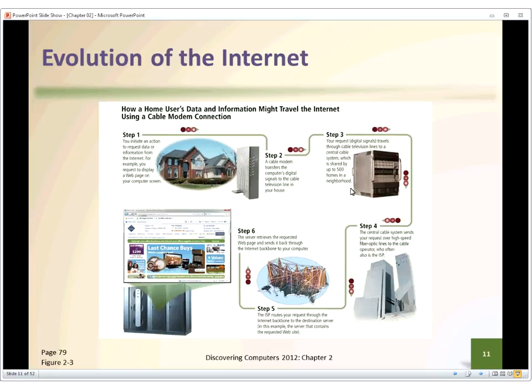By the way, the more homes that are sharing that connection affects the performance. So the more subscribers you have in an area, the slower your connection will be for you. That's why, during the early evenings, 5 p.m. to 7 or 8 p.m., internet connections are usually quite a bit slower than they would be at 3 or 4 in the morning, where you could have a pretty screaming connection. Step 4, the central cable system sends your request over high-speed fiber optic lines to the cable operator, who's often the ISP as well. And then you're out on the internetwork, right? Routing your request to that web page where you want to buy that last item as well.